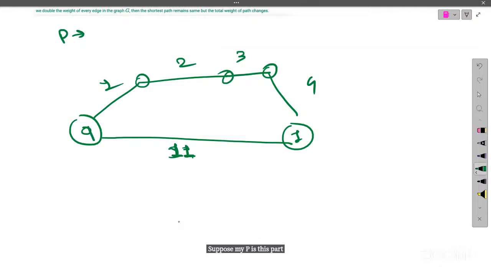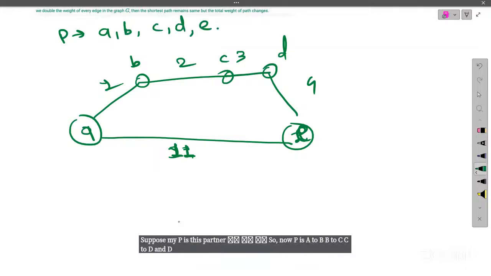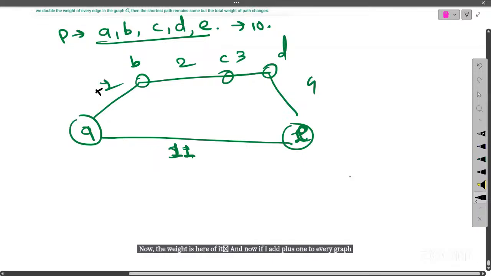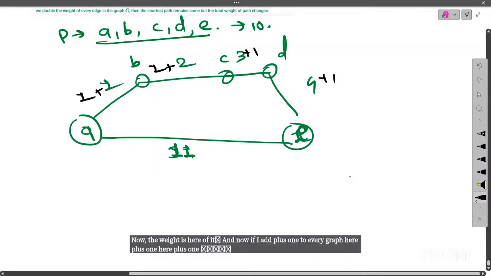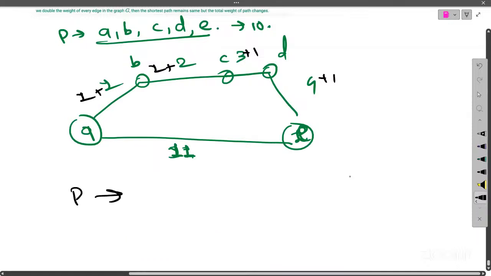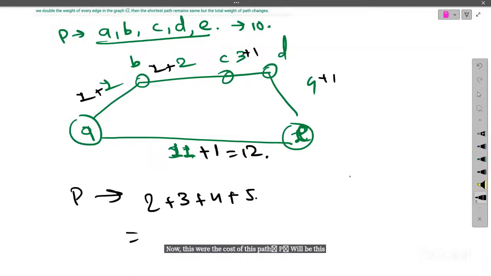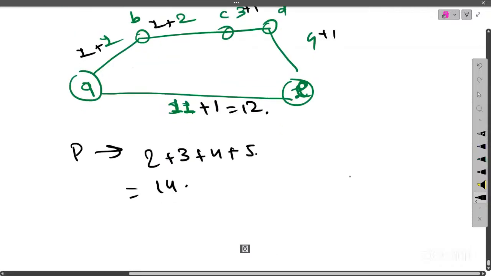Suppose this is A, B, C, D, E. Now P is A to B, B to C, C to D, and D to E. Now the weight here is 10. And now if I add +1 to every edge in the graph, +1 here, +1 here, +1, +1, now this P will have the weight 2 + 3 + 4 + 5, which is more, and here +1, which is equal to 12. So now the cost of this path P will be 14, correct? Yes, 14. But ma'am, now we have this path.